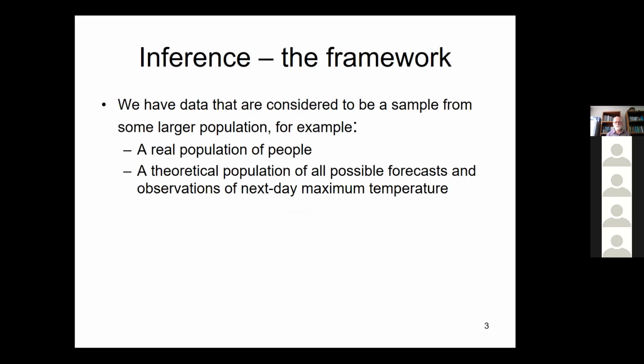So the framework for statistical inference is that you've got some data and you consider that they're a sample from some larger population. The classic thing, not in forecast verification, but in general, is you take a sample of people. You want to find out something about a population of people, so you take a sample. For instance, in the UK at the moment, once a week, we get told how many people in the population have currently got antibodies to COVID-19. They obviously haven't found out from everyone. What they've done is take a sample and then use that to make a projection as to what it is in the population.